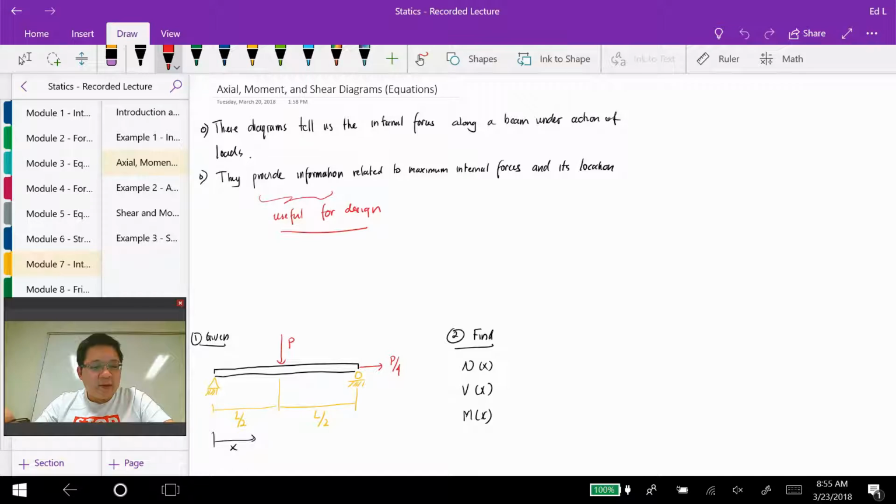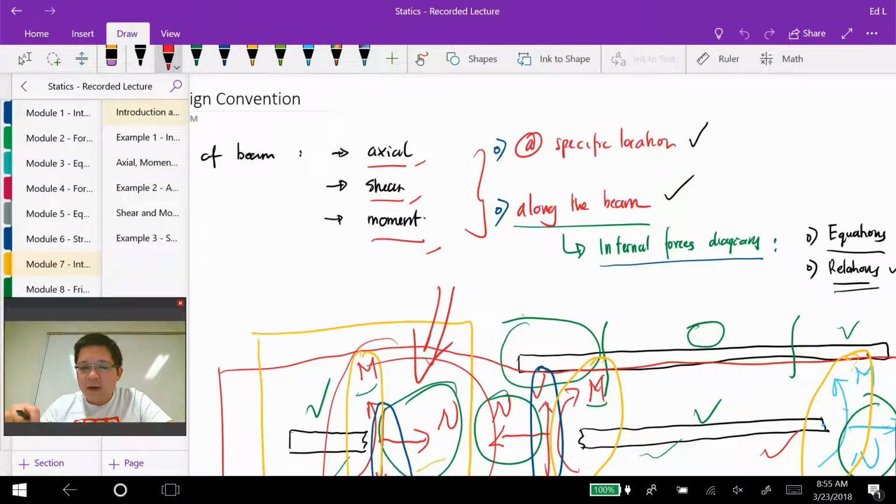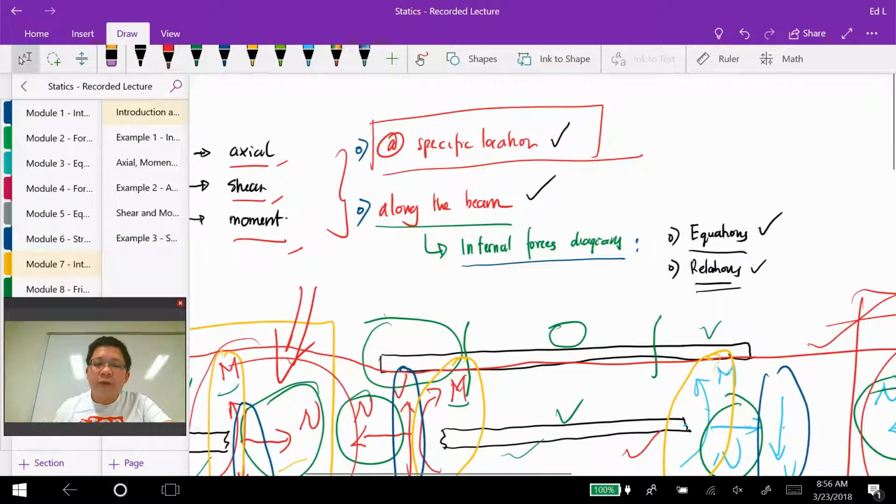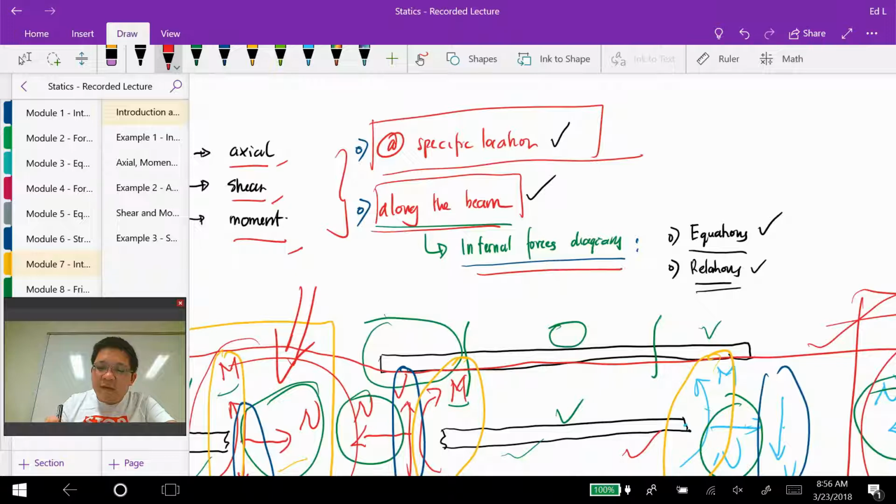Hi everyone, in this lecture we are going to continue the next topics in module 7. In the first lecture I discussed that we are going to learn how to calculate the internal forces at a specific location of the beam and along the beam. We already discussed how to calculate internal forces at a specific location, and in this lecture we are going to learn how to calculate the internal forces along the beam, and for this purpose we are going to develop the internal force diagrams.